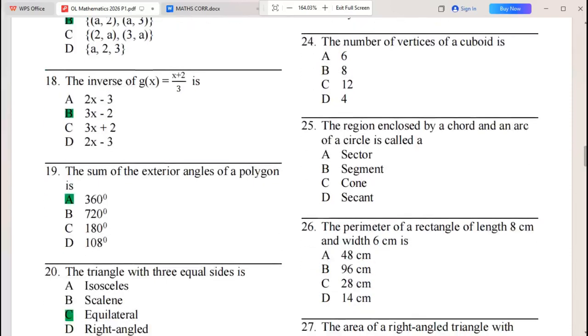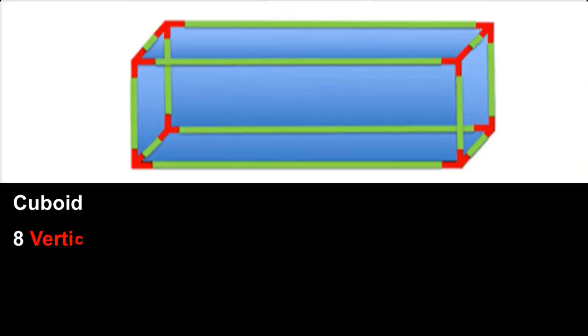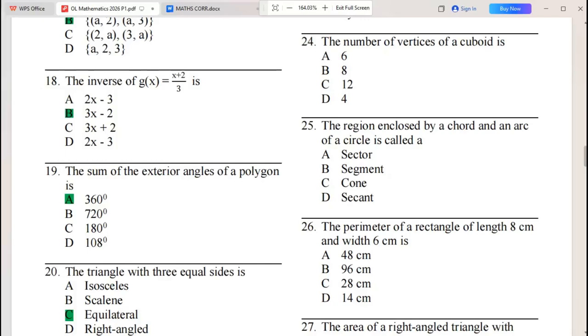Question 24. The number of vertices of a cuboid is... A vertex refers to the point at which 3 or more edges meet. On a cuboid, we have 8 vertices. So, question 24, we have B as our option.